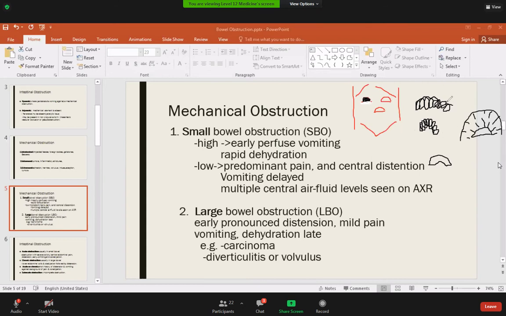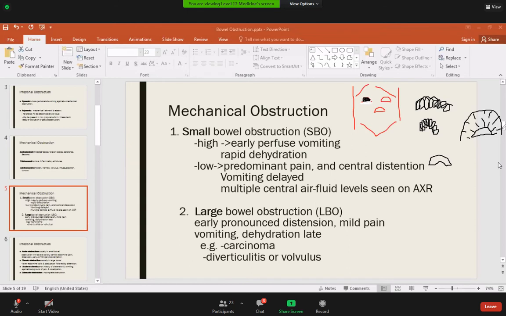So we have these three presentations of the gut loops which are distended. We have the air fluid levels, and out of those air fluid levels, we can have the characterless ileum. We can have these.